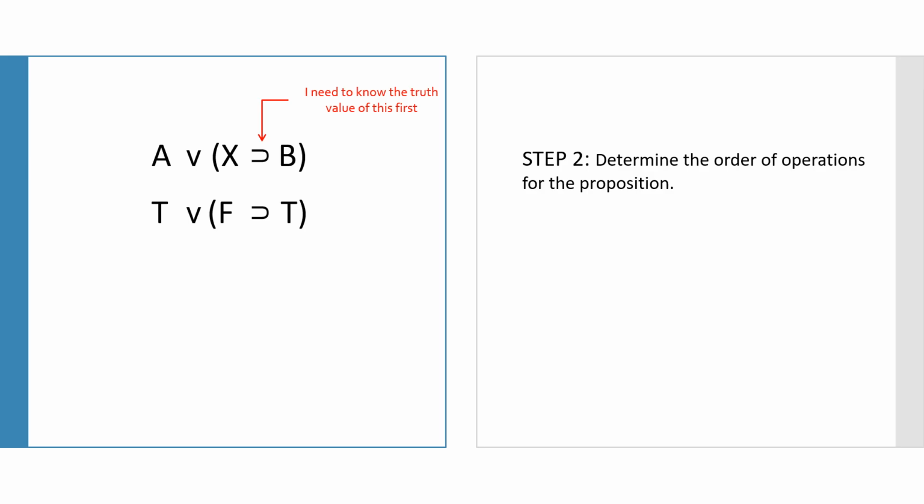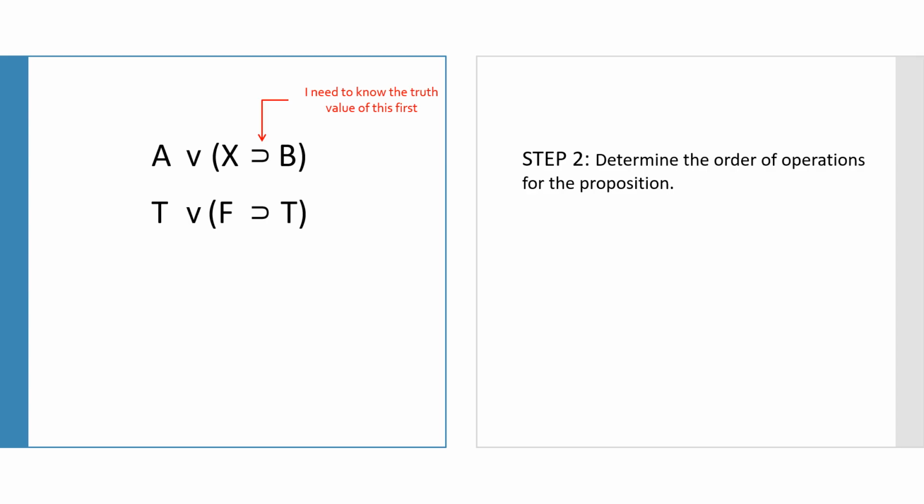And of course, notice that means before I could solve for the truth value of this disjunctive statement, I would need to know the truth value of the conditional statement first. At this point, I only know the truth values of X and B, and the next step is to figure out, well, what does that tell me?